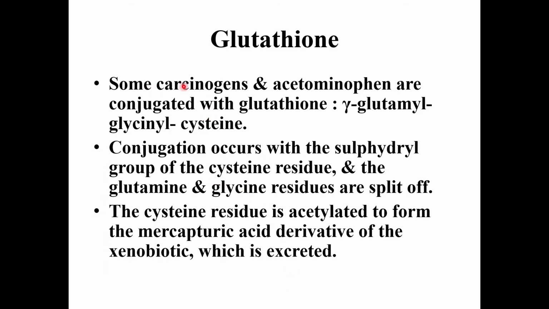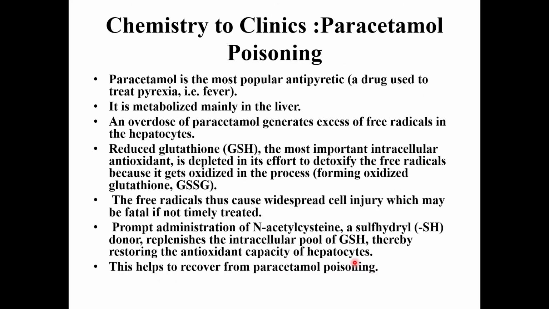Then some carcinogens and acetaminophen are conjugated with glutathione. Glutathione is gamma glutamyl cysteinyl glycine. This is the other name of glutathione, as it comprises three amino acids. Conjugation occurs with the sulfhydryl group of the cysteine residue, and the glutamate and glycine residues are split off. The cysteine residue is acetylated to form the mercapturic acid derivative of the xenobiotic, which is excreted.